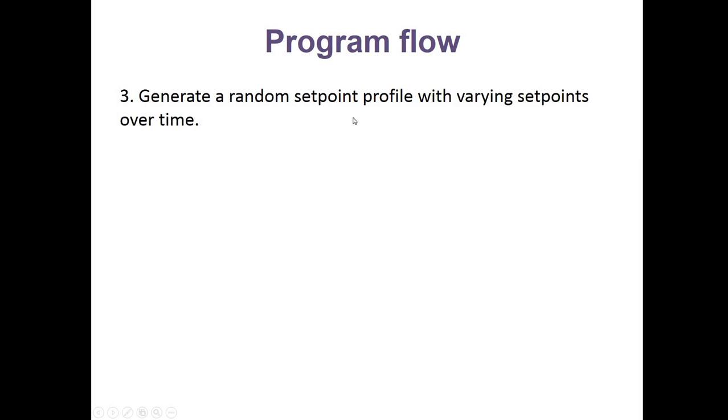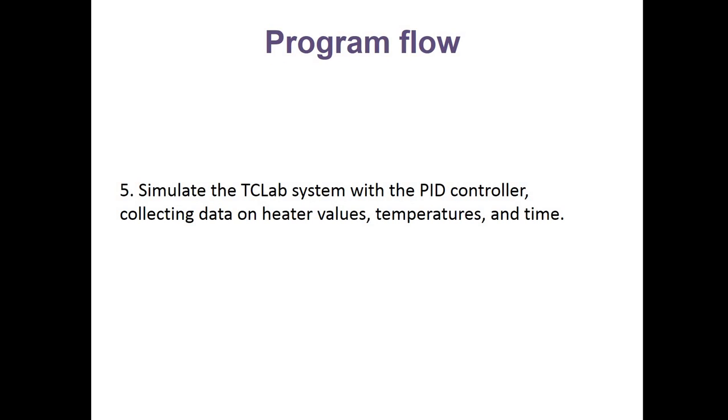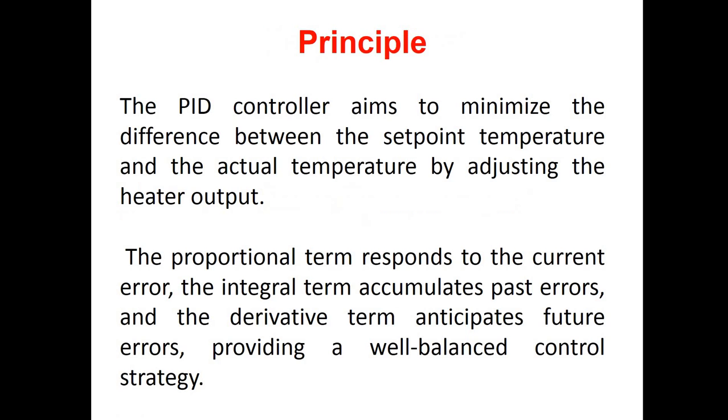The program flow will be: generate a random set point profile with varying set points over time. Then save the collected data into a CSV file, that is nothing but your data set for further analysis. Simulate the TC lab system with the PID controller, that is the next thing. So collecting data on heater values, temperatures and time, etc. is done using the TC lab. The principle is that the PID controller aims to minimize the difference between set point and temperature. The proportional term responds to the current error, the integral term to the accumulated error, and the derivative term to the future error.